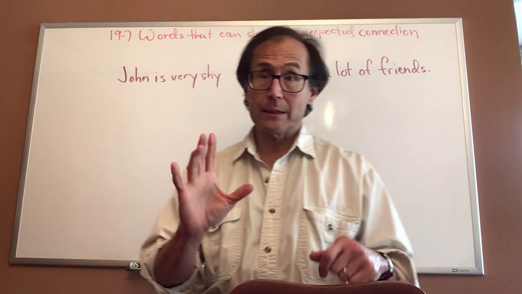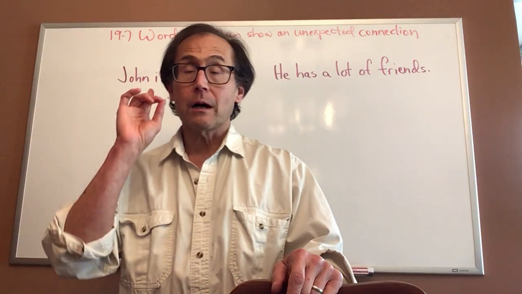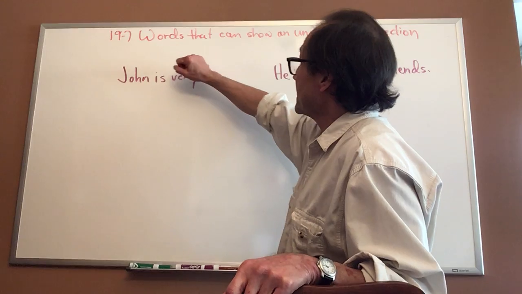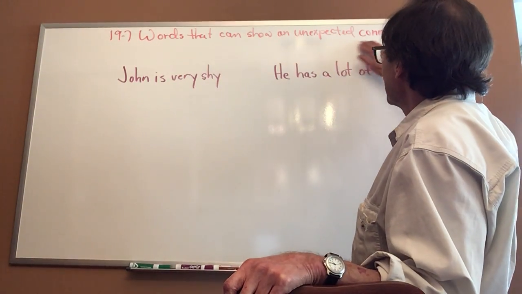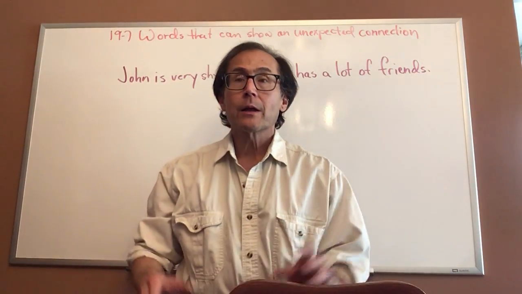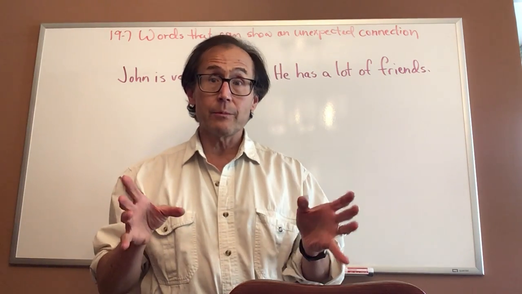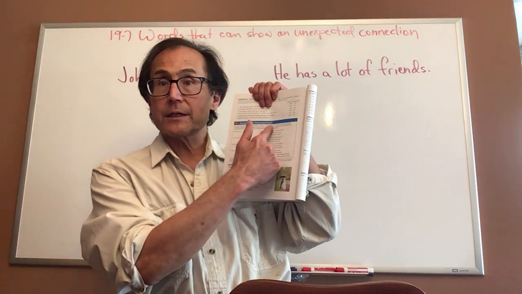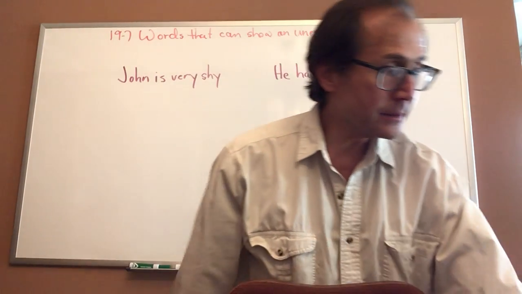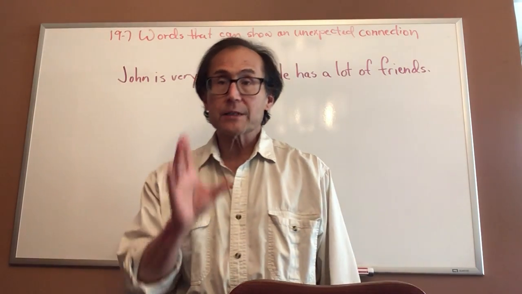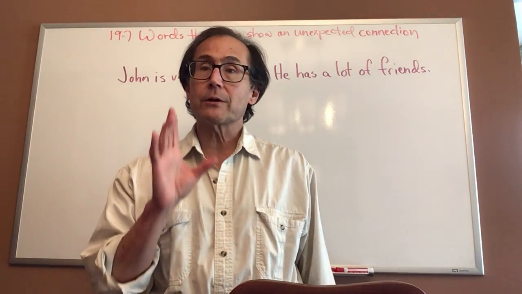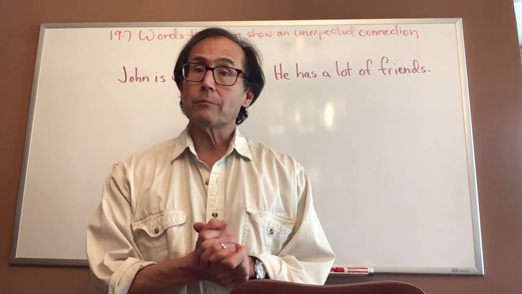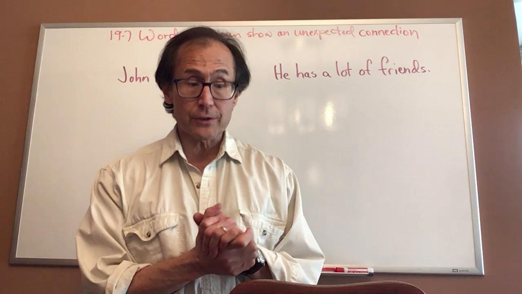Today I want to explain the ideas that are in chart 19.7. Words that can show an unexpected connection. Your book gives this a slightly different name. In your book it says, showing contrast, unexpected result. And I think the words unexpected connection are better. If you think about it that way, it'll be less likely to be confusing. But you can also look at the book and see what makes better sense to you.